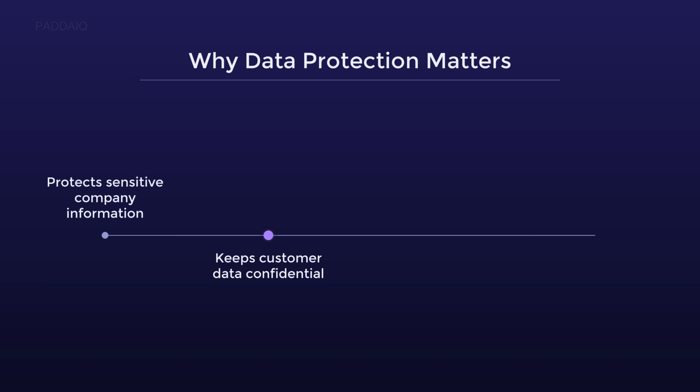Keeps customer data confidential. This means only authorized people can access private customer information, like personal details or purchase history. For example, in a retail system, customer payment data is encrypted so only the finance team can process it, not other employees. Protecting this confidentiality is essential for maintaining customer trust and legal compliance.